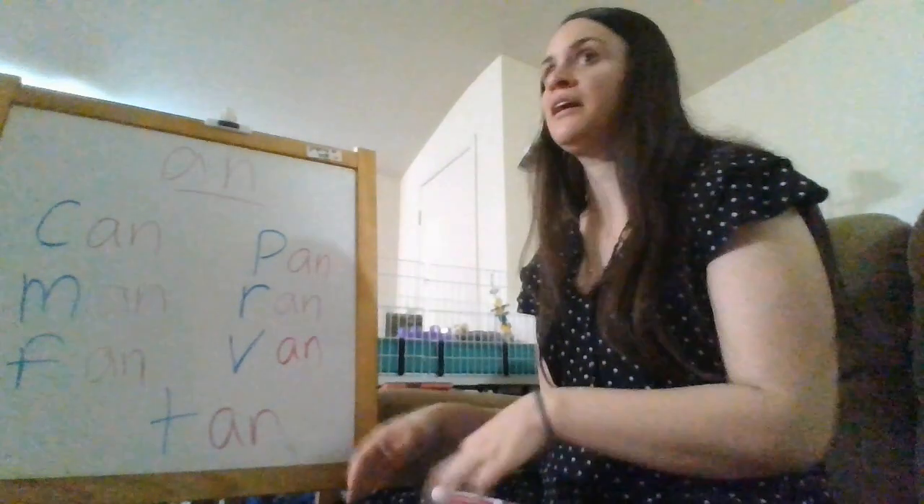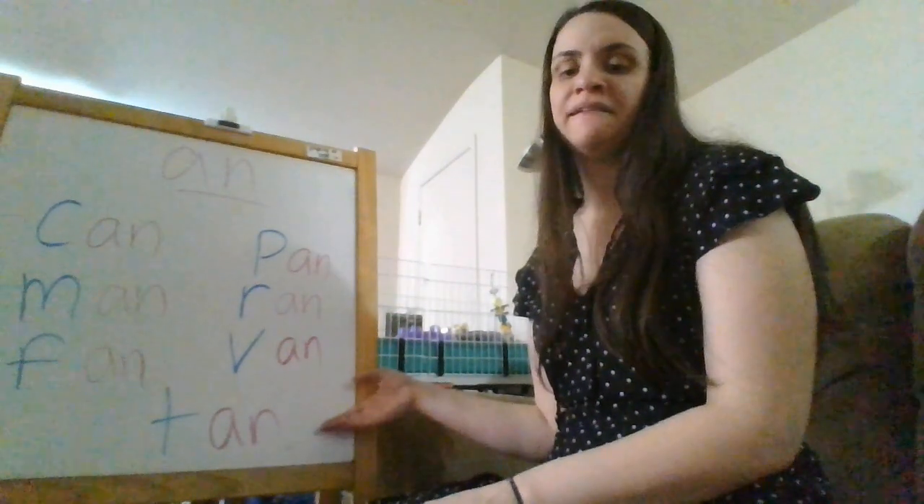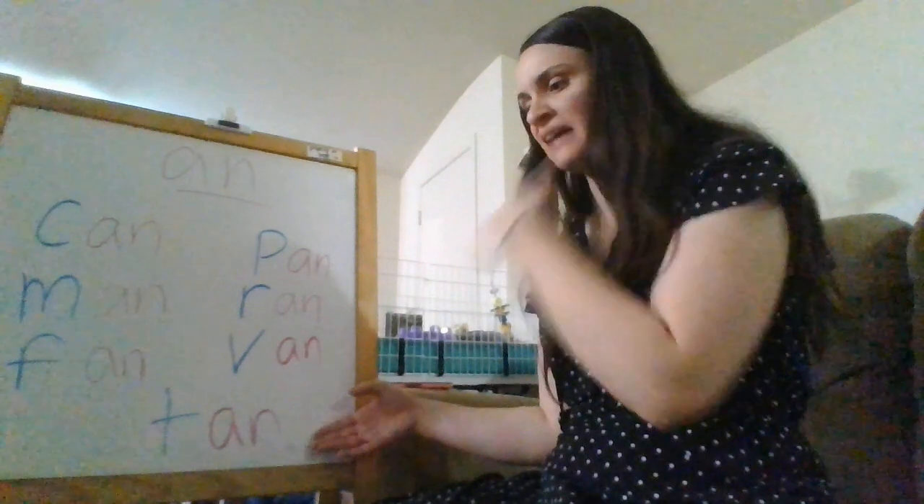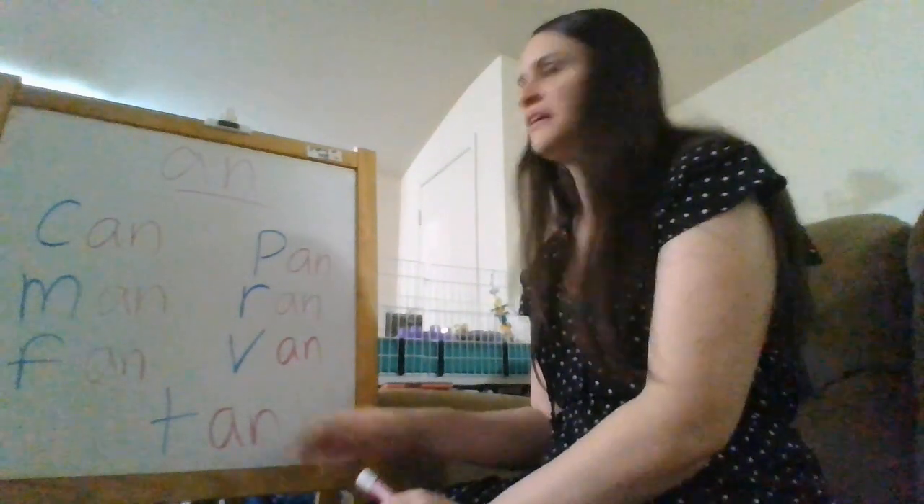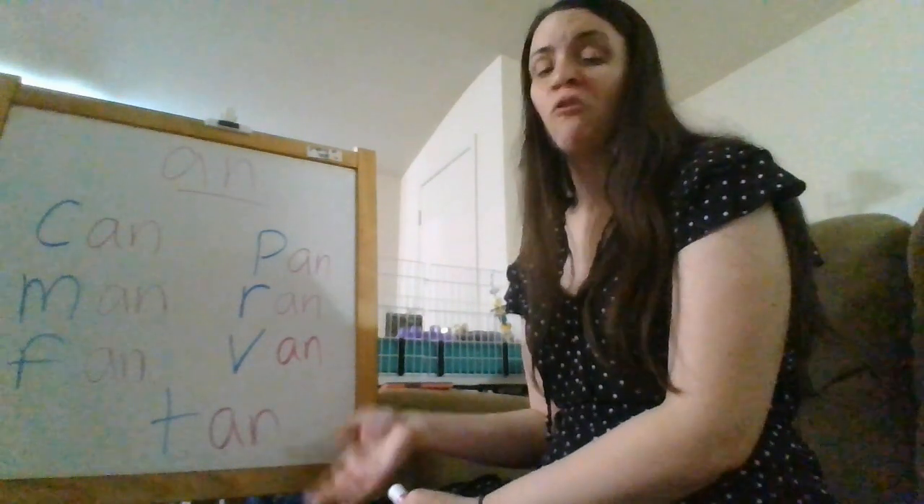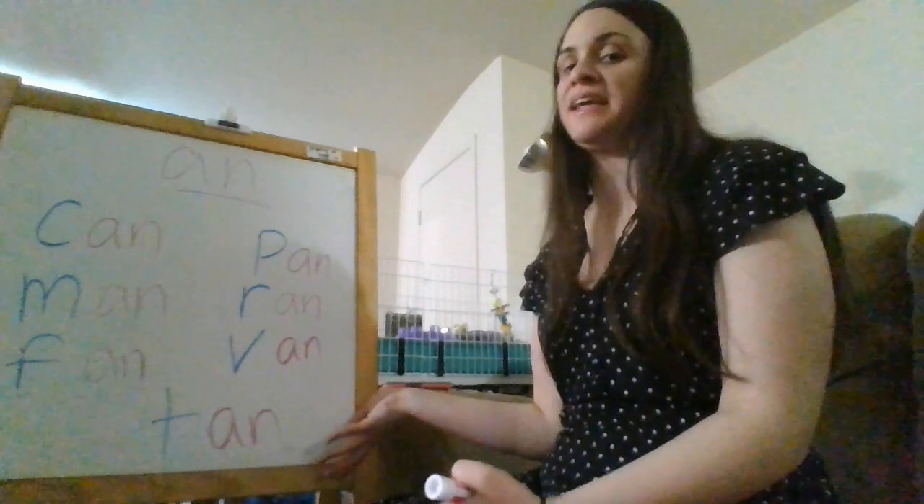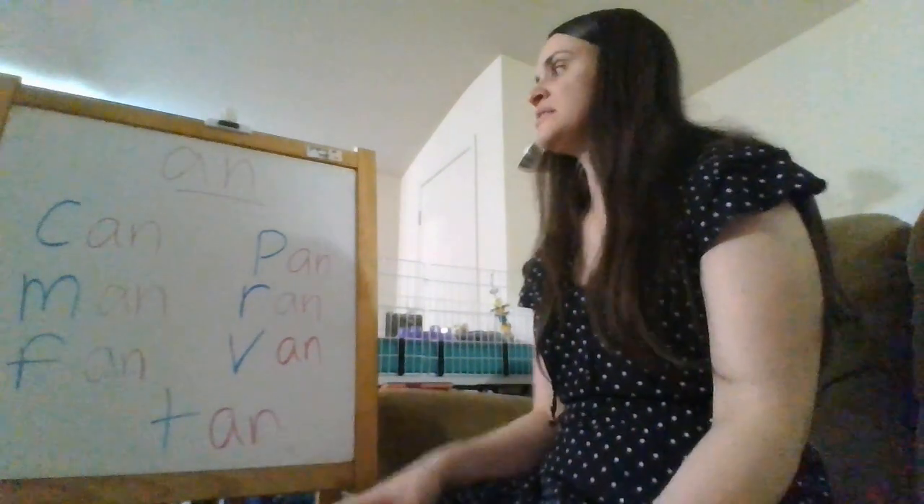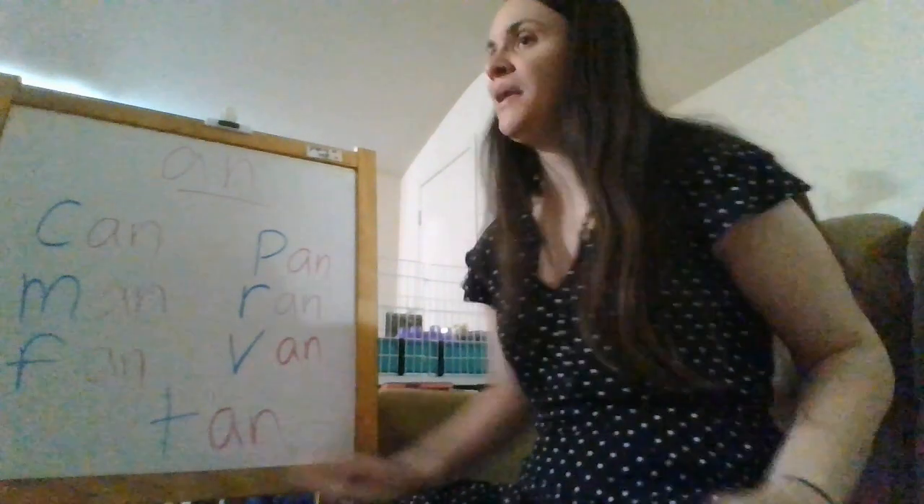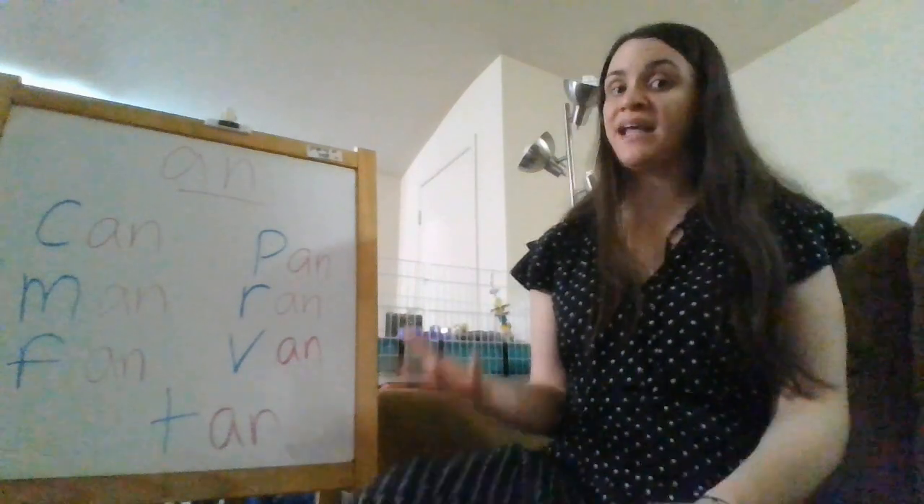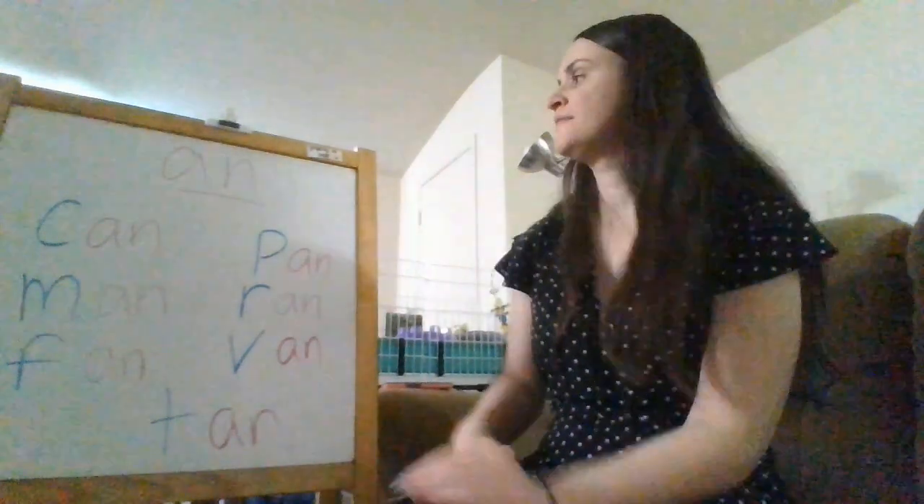This is the word tan. Can we say tan? Ready? Tan. Tan is like the color tan, or when you go outside in the sun, you get tan. You get a suntan. So ready? You guys can repeat it after me, and remember all of our words rhyme because they have the same ending sound. So you guys can repeat after me.